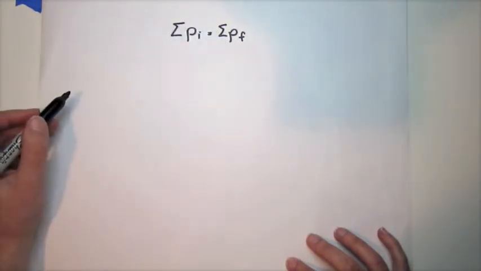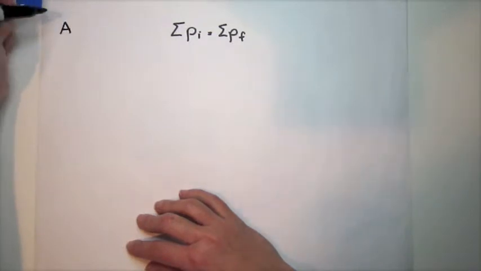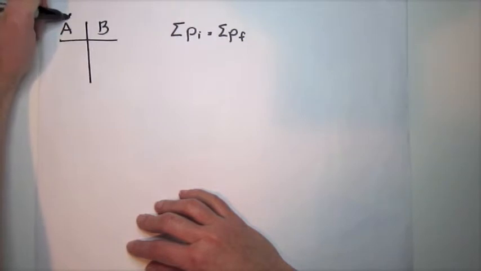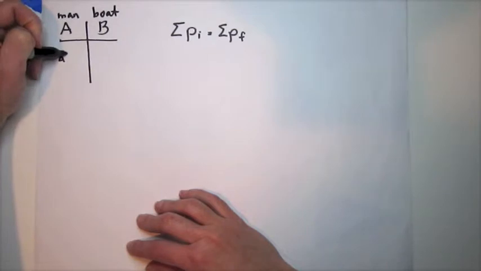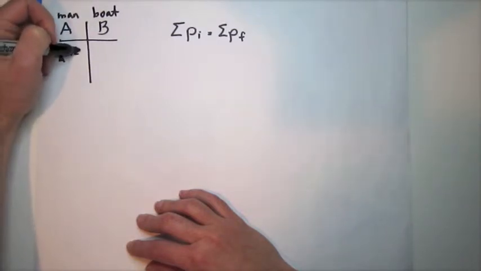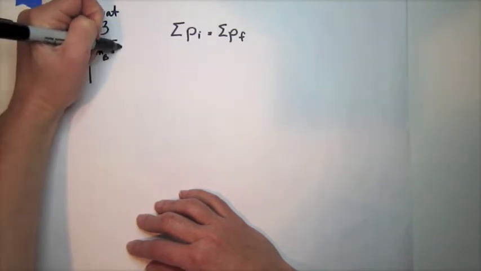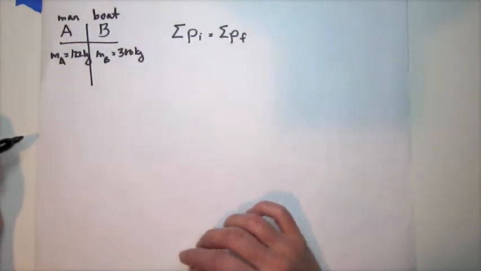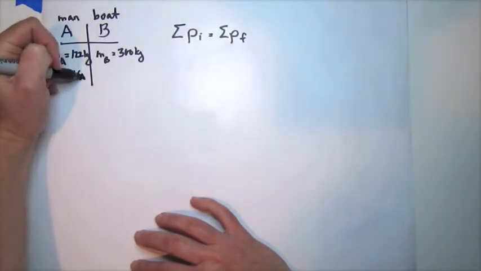In number 3, we have a situation where they have the fisherman and the boat, well, we'll call them A and B, before I get into the actual math. So we're given the mass of the man is 122 kilograms, the mass of the boat is 300 kilograms. They're stationary at the dock, so they both share an initial velocity.